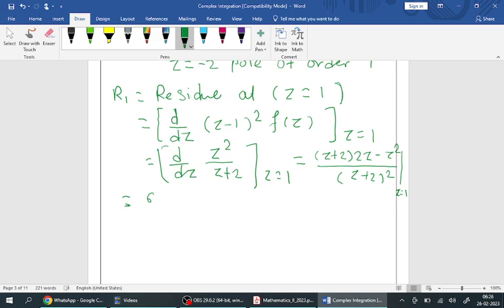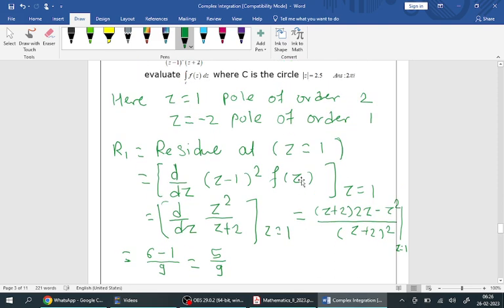So (6 minus 1) divided by (1 plus 2) is 3, and that 3 squared is 9. So we get 5 by 9. You can check, 5 by 9 is R1, that is the residue at z equal to 1.